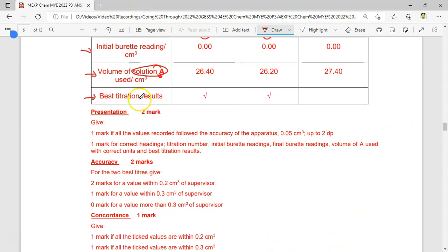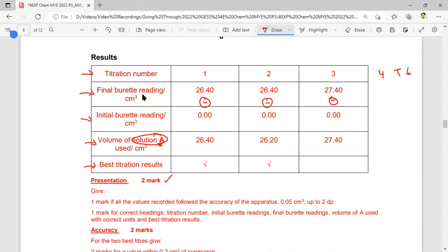If you look at the thing here, presentation, we give you 2 marks. 1 mark if the values recorded follow the accuracy of the apparatus. In this case, because it's a burette, we should read it up to 2 decimal places. And it should be 0.05 cm3. Please don't give me a 26.21. How do you actually read this one over here? So it should be 2 decimal places, and it should be either a 0 or a 5 at the second decimal place. Next one, 1 mark for the correct heading, so titration number, initial burette reading and so on, together with the correct units also.